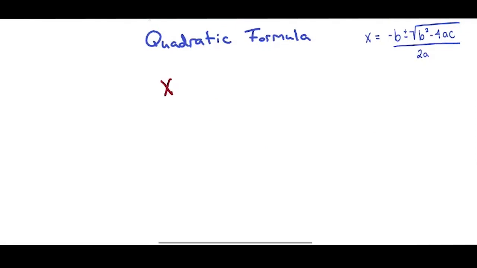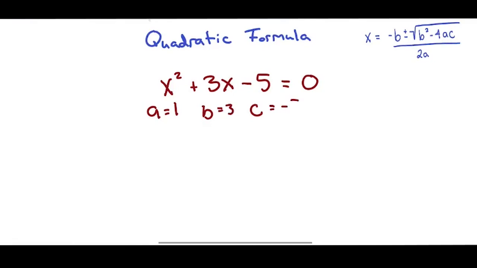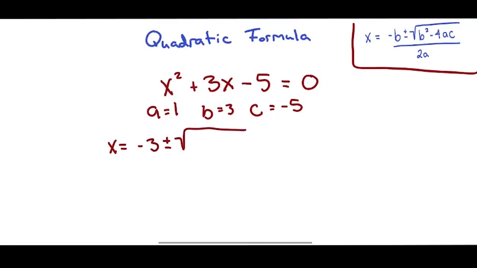If I have x squared plus 3x minus 5 equals 0, and I want to find out what x equals, well, I have my a, my b, and my c. So a equals 1, b equals 3, and c equals negative 5. So I plug those values into this equation to solve for x. So x equals negative b, so that'll be negative 3, plus or minus the square root of b squared.